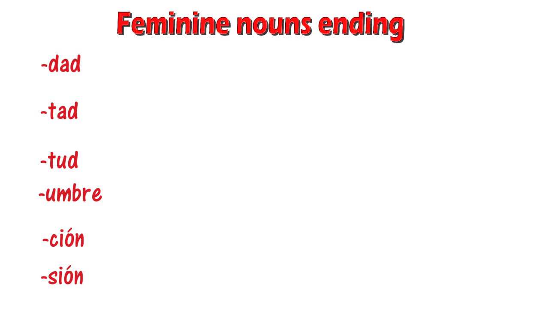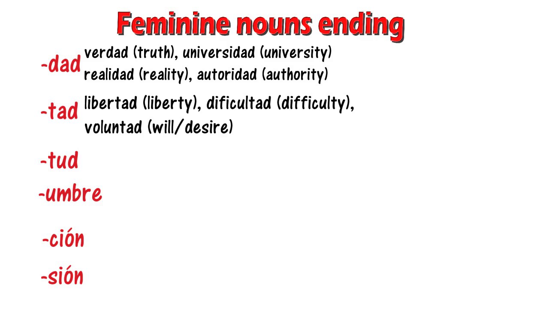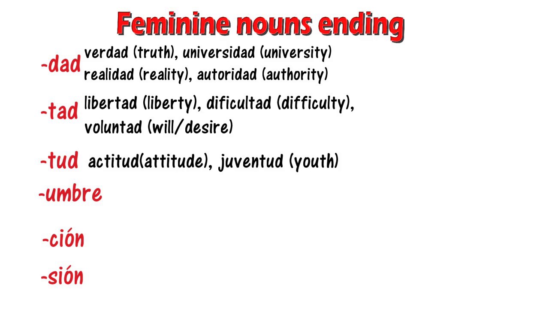Now let's take a look at a few examples. Dad: verdad, universidad, realidad, autoridad. Tad: libertad, dificultad, voluntad. Tud: actitud, juventud.